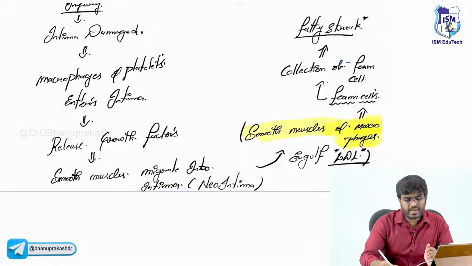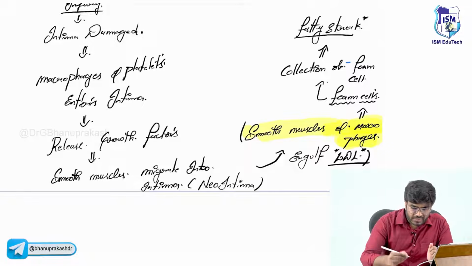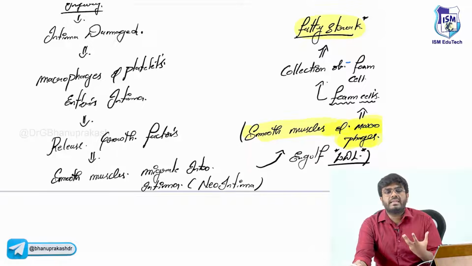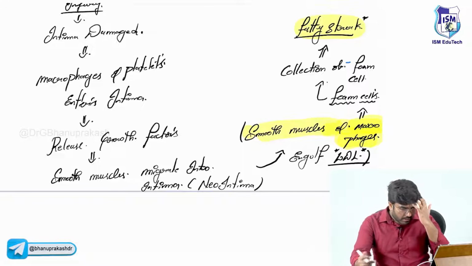Okay, now this fatty streak is important, sir. It's the first visible or first morphological change that is seen. The first morphologically visible thing in atherosclerosis is fatty streak. So now tell me what happens.